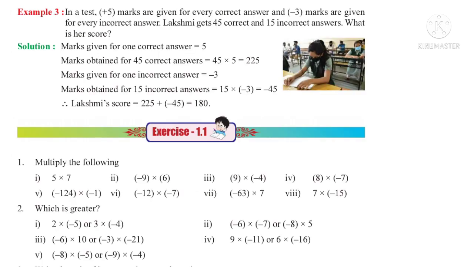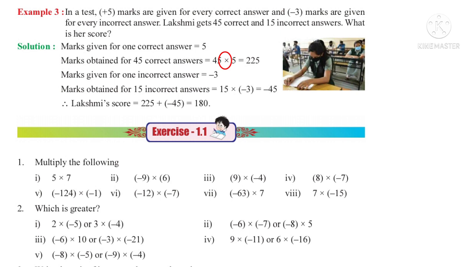Now example 3. In a test, plus 5 marks are given for every correct answer and minus 3 marks are given for every incorrect answer. Lakshmi gets 45 correct and 15 incorrect answers. What is her score? Solution. Marks given for one correct answer is plus 5. After 45 correct answers, she will get 45 into 5, that is 225.